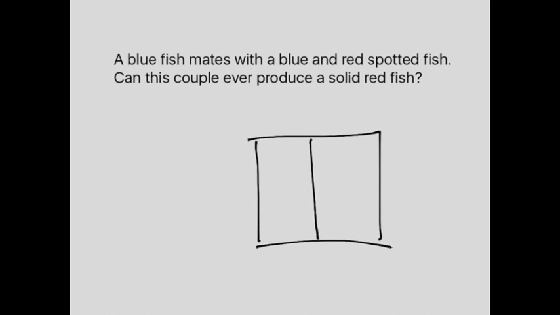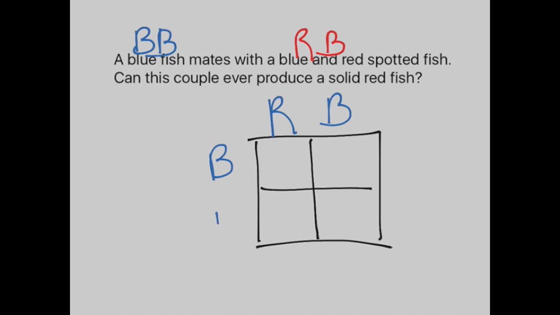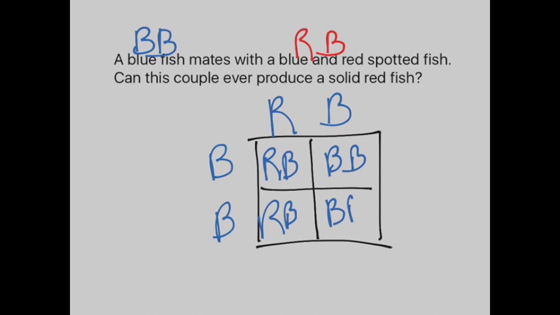Okay, a blue fish mates with a blue and red spotted fish. Can this couple ever produce a solid red fish? So let's do a Punnett square with that. We know the blue and red spotted fish is going to have the genotype RB. A blue fish is going to have the genotype BB. So when we cross those RB and BB, we have RB, BB, RB, BB.